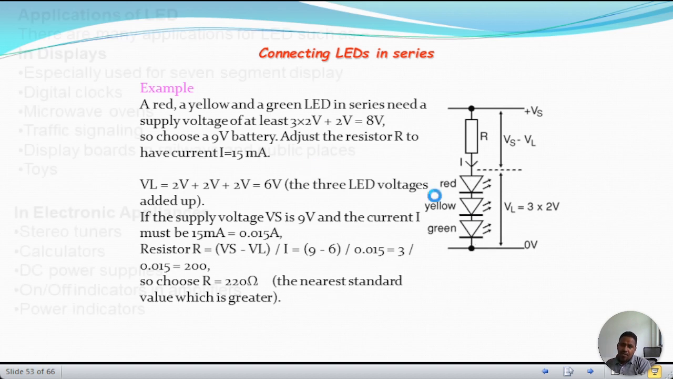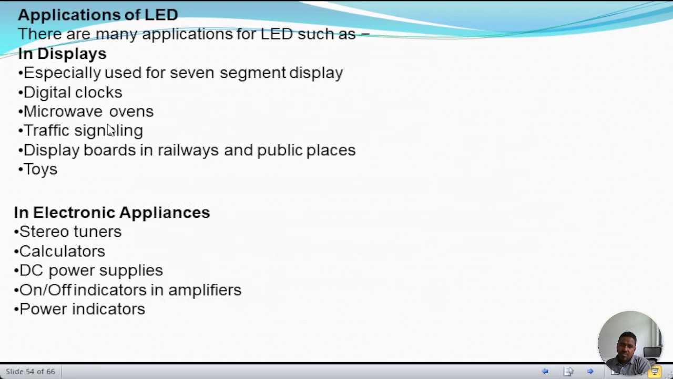So the application of LED, where they apply most. There are many applications for LED such as in displays, like the 7 segments, digital clock, microwave oven, traffic signaling, display boards in railway and public places, electronic appliances, stereo tuner, calculator, DC power supply, on off indicator in amplifier, power indicator.